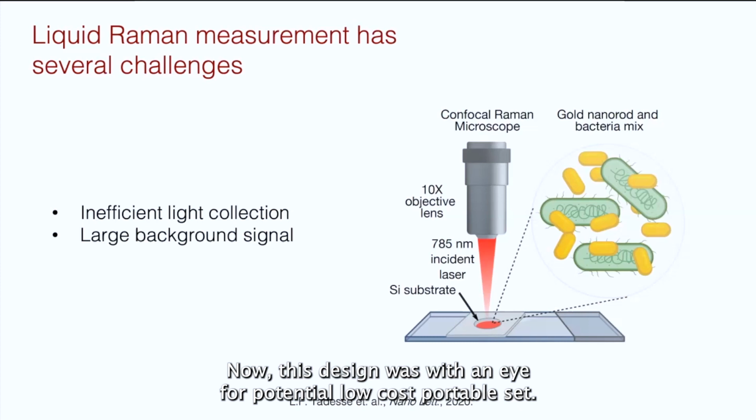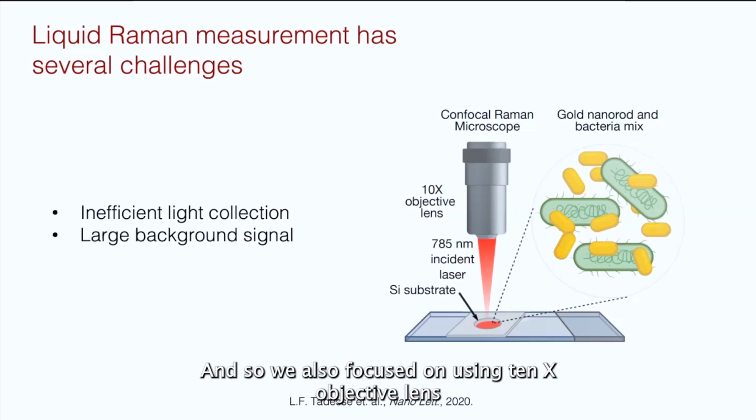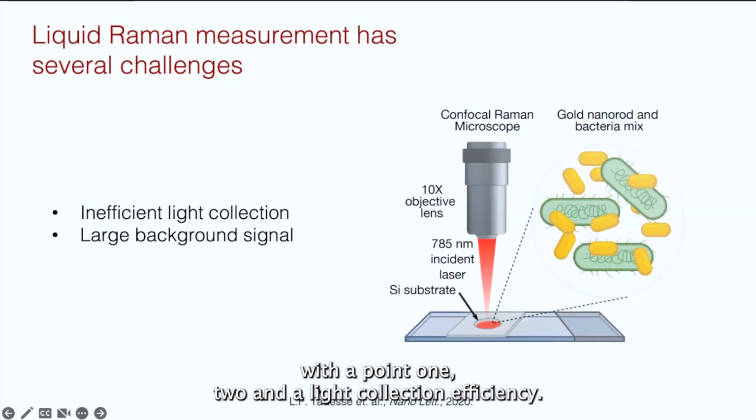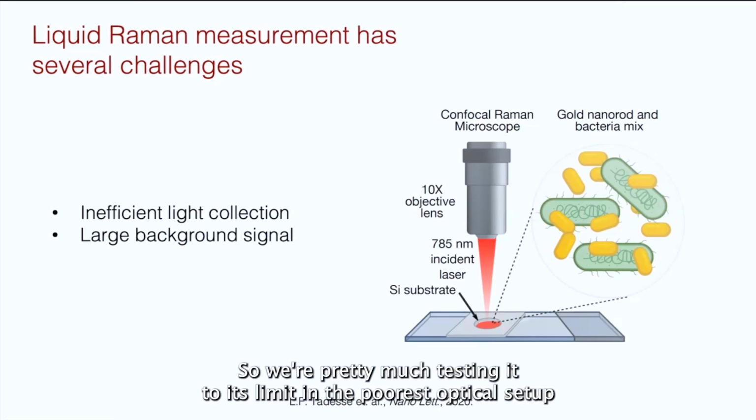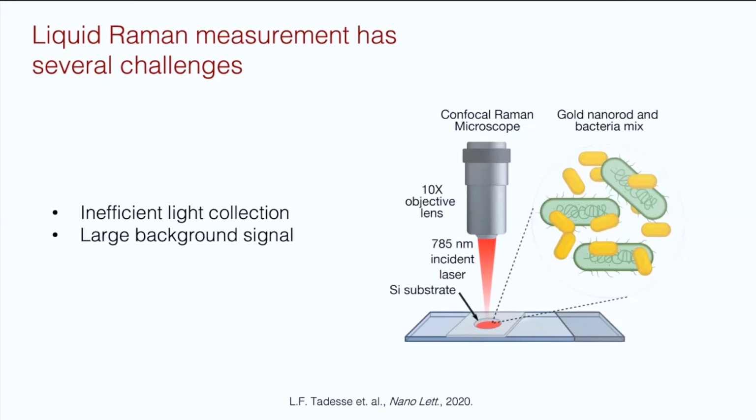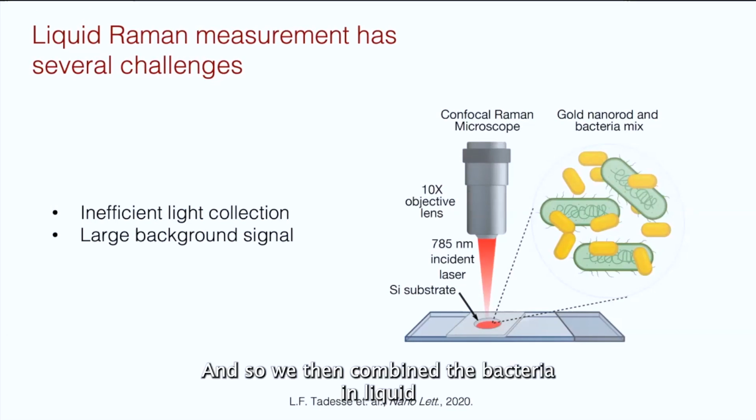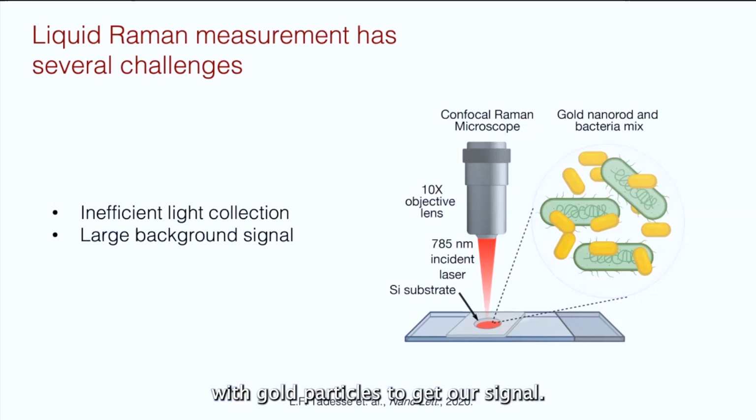Now, this design was with an eye for a potential low-cost portable setup. And so we also focused on using a 10x objective lens with a 0.12 NA light collection efficiency. So we're pretty much testing it to its limit, in the poorest optical setup possible on the Raman instrument. And so we then combined our bacteria and liquid with gold particles to get our signal.